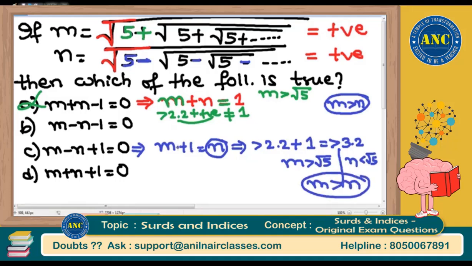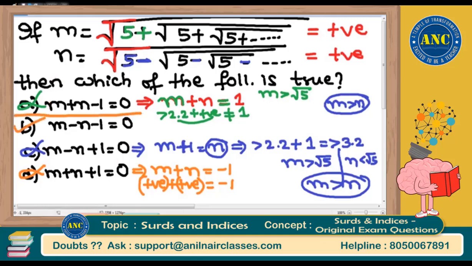So m plus 1 cannot be equal to n. That option is also ruled out. Similarly, if I pick my fourth option, m plus n plus 1 is equal to 0, or I can write m plus n is equal to minus 1. m is a positive value, plus n is a positive value. When I add two positive values, will I get a negative value, sir? Definitely no. Out of 4 options, 3 are incorrect.